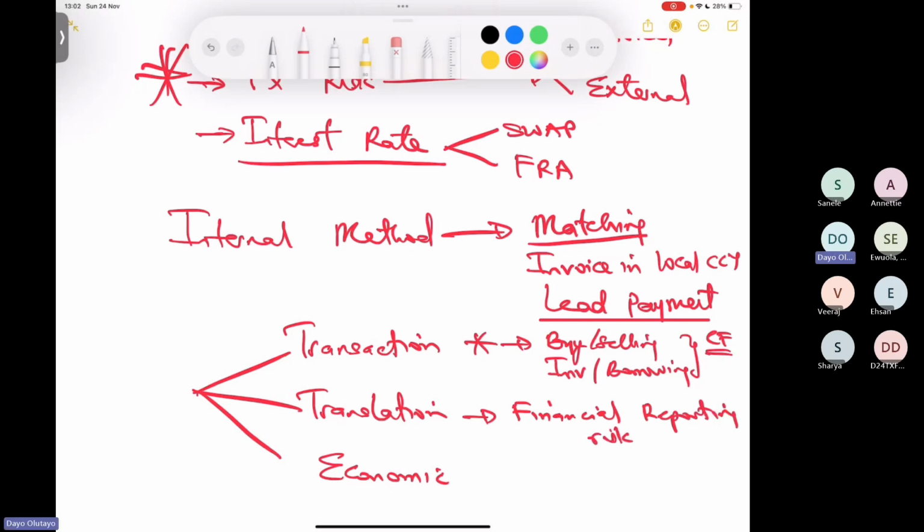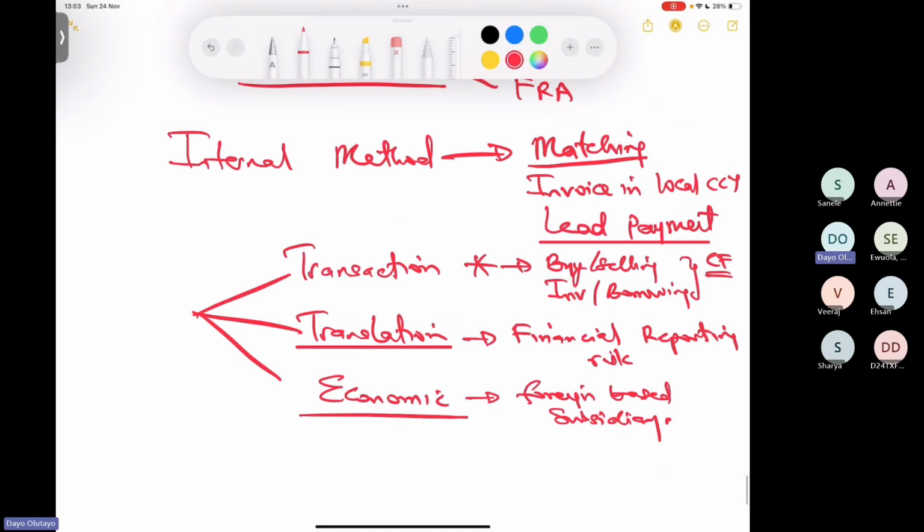When you are supposed to prepare your accounts every month, you do revaluation of foreign balances. Then you start having all those unrealised exchange rate income or unrealised FX income. Those are translation. They are not cash flow items. We are not dealing with it. Economic risk is because you have a foreign-based subsidiary, so you are exposed to the country risk of that country. Okay.